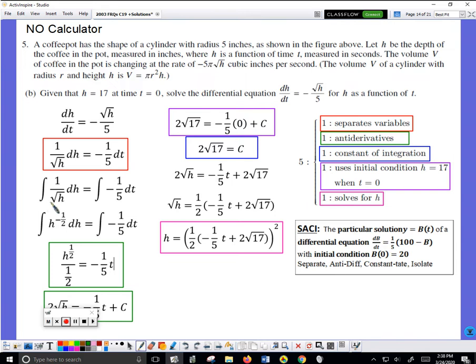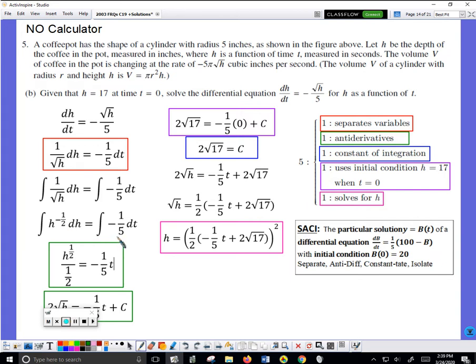So I anti-differentiate both sides. I remember that 1 over root h, I don't have a rule for that. So I change this to 1 over h to the positive 1/2. Therefore now it becomes h raised to the negative 1/2. This isn't the best notation. I was using an editor that didn't work so well. But this is h raised to the negative 1/2 power. This side's still negative 1/2 dt.